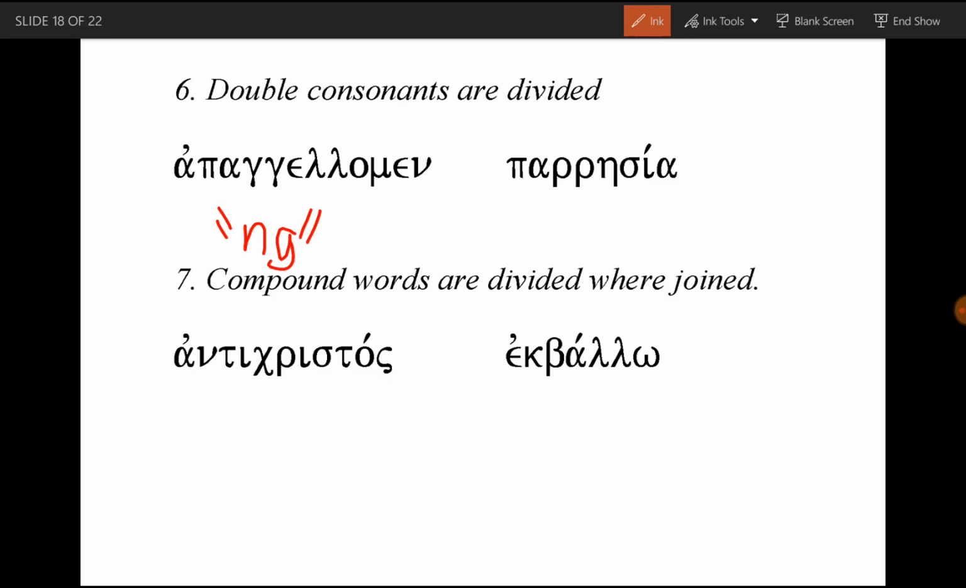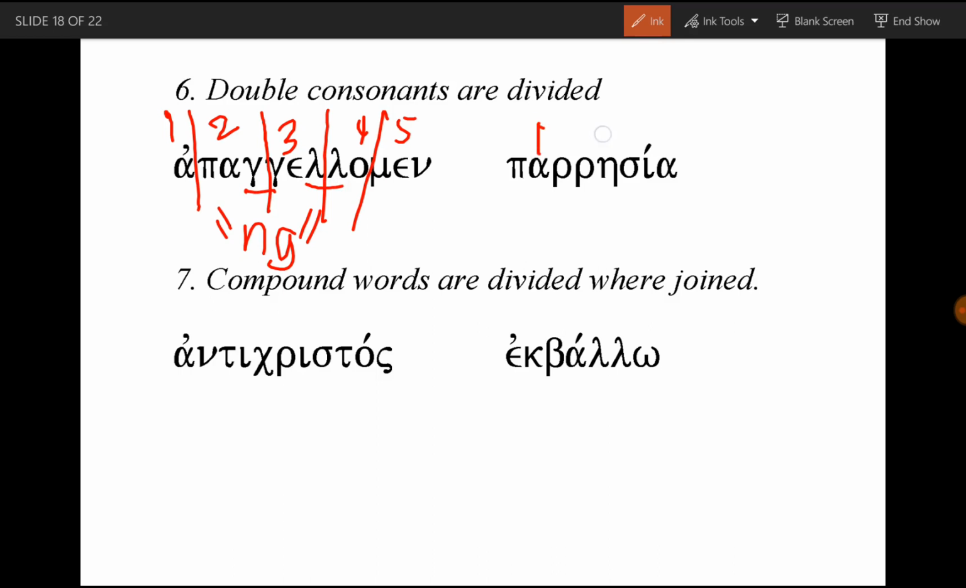And the answer is no. So how many vowels are there? 1, 2, 3, 4, 5. I know I'm going to have 5 syllables. A, pan, ge, la, men. Apangelamen. That's how I would break it up. And you have a double lambda here that's split and a double gamma here that's split. The double gamma, double lambda, they are split.